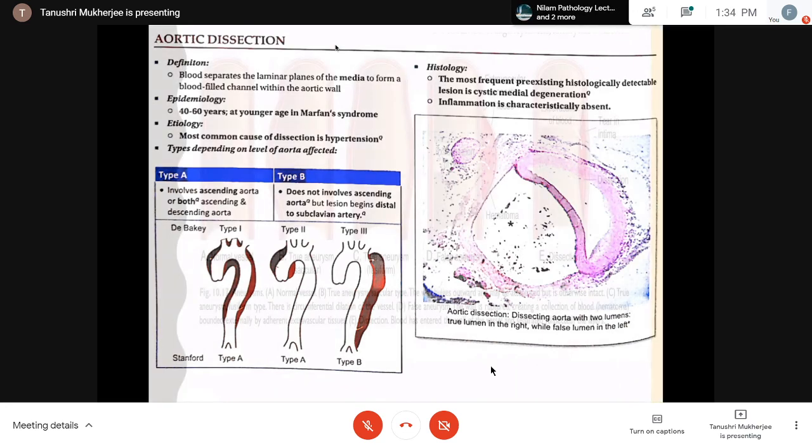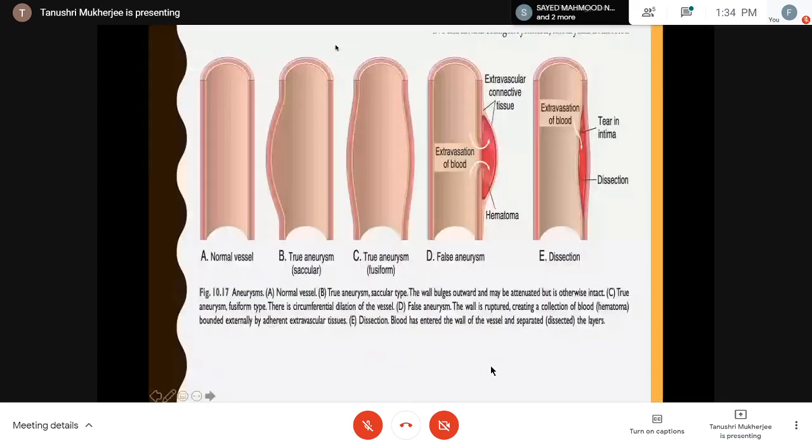So you see here, the aneurysm could be of a saccular type or a fusiform, because when we do grossing and post-mortems and autopsies, you have to be very, very careful seeing these things. Like the saccular aneurysm, you can see here quite nicely, and the fusiform, and sometimes there may be a false aneurysm, where blood is collected in the extravascular connective tissue. And then there is a dissection when there is a tear in the intima. Blood has entered the wall of the vessel and separated the layers in an aortic dissection.